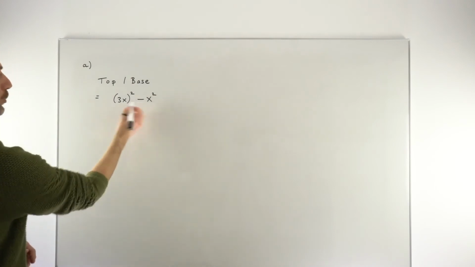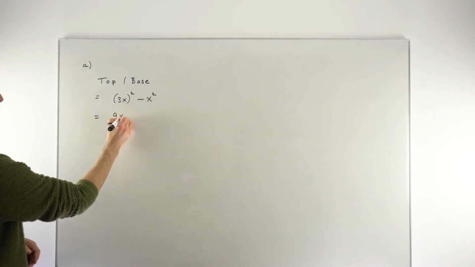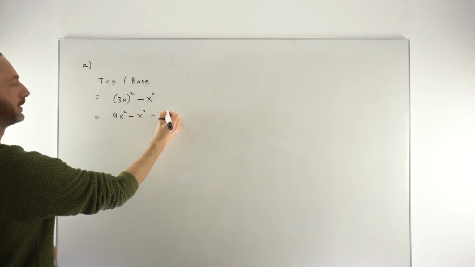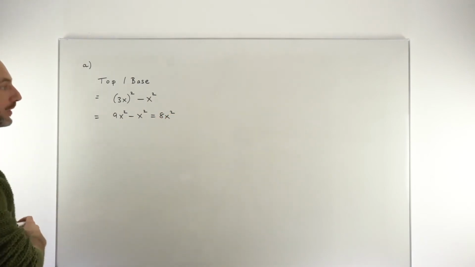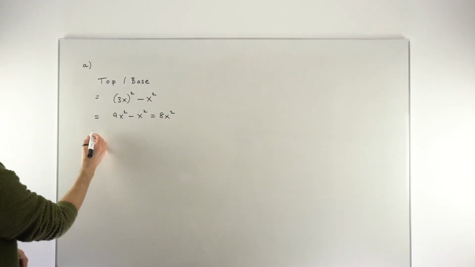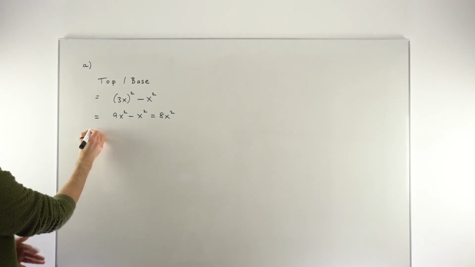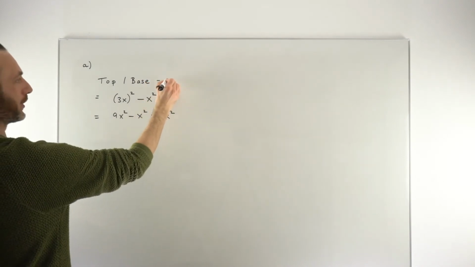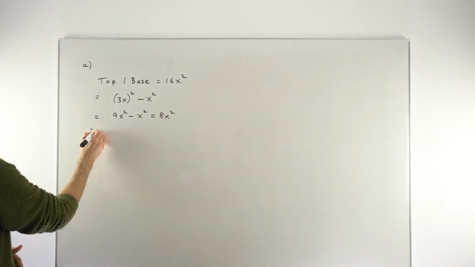Okay. If you multiply this out, 3x all squared is 9x squared, minus x squared, and that comes out to be 8x squared. Okay, so that would be the top or the base, but we need to multiply that by 2. So in total there, that's going to be 2 times that, or 16x squared. So that deals with the top and the base.